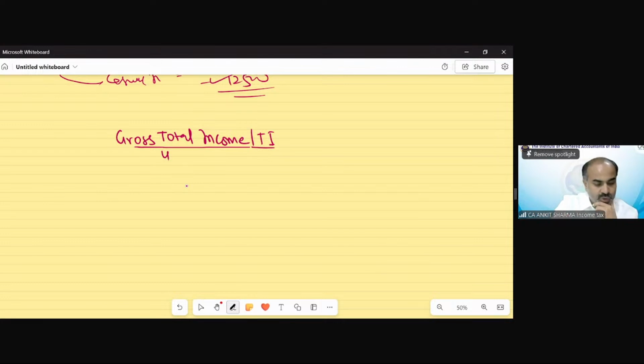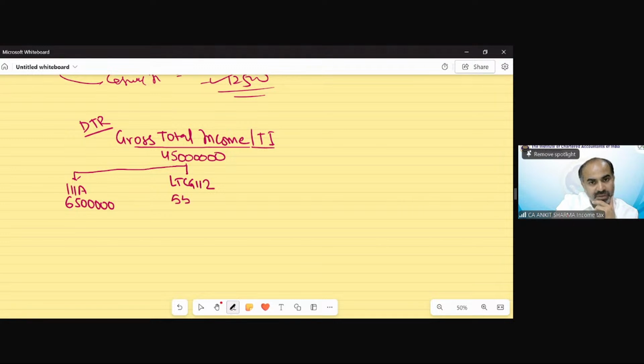Okay. So total income was 1 crore 50 lakh. Out of this income, we have to calculate tax under the default tax regime. Fine. Out of this income, section 111A income is 65 lakh rupees, which has been given in the question. The long-term capital gain, section 112 income, is 55 lakh rupees.